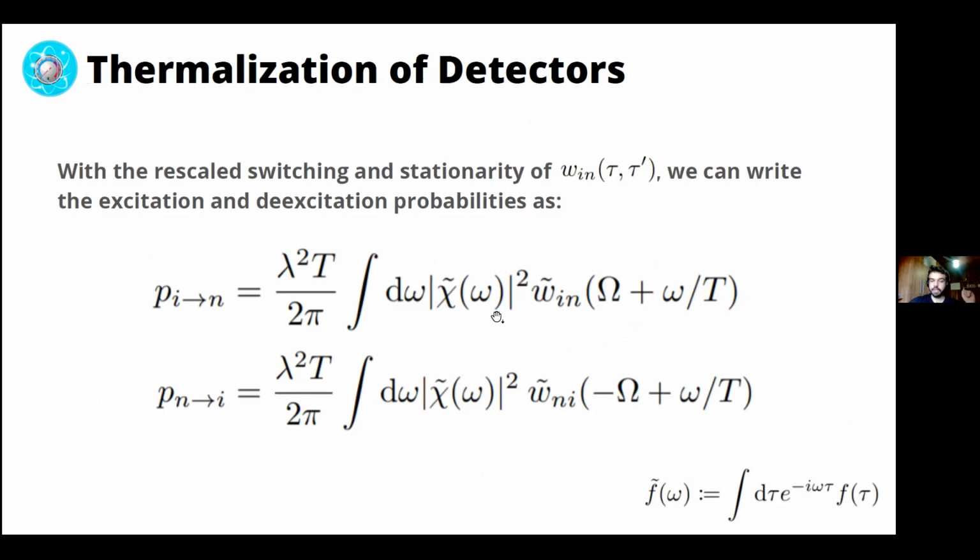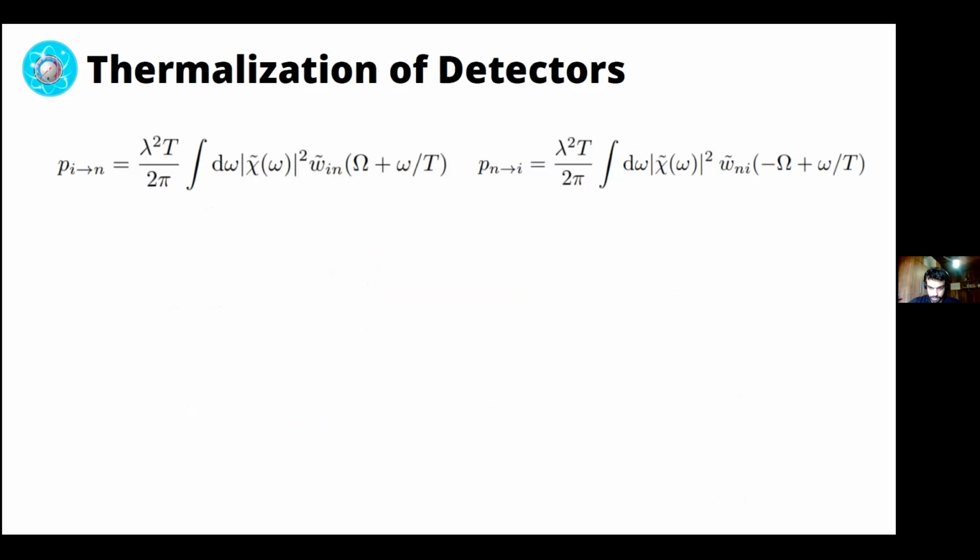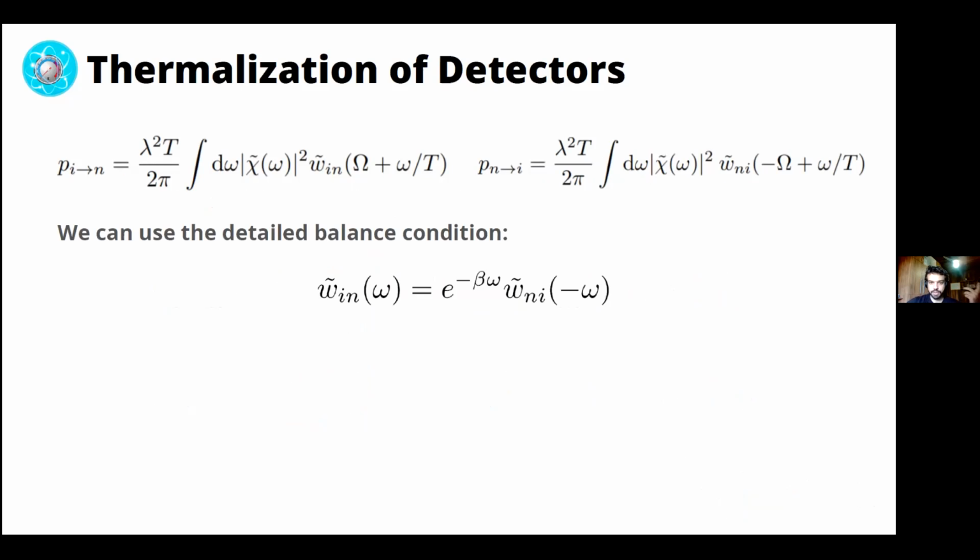Nice. So with this, we can rewrite using the stationarity and this rescale of the switching. We obtain that if the time the interaction takes is t, then the excitation probability can be written like this, and the de-excitation probability can be written like this, where the tildes all denote the Fourier transform with respect to the proper time of the detector. And then with this, we can compute the ratio between these probabilities after using the detailed balance condition. This is very similar to what was done by Edu and people when they studied the general effect for the scalar model, and the reverse Unruh effect as well.